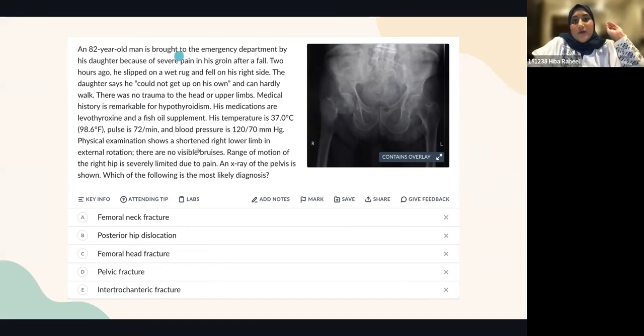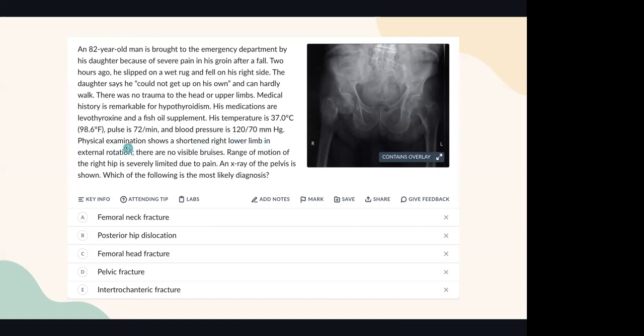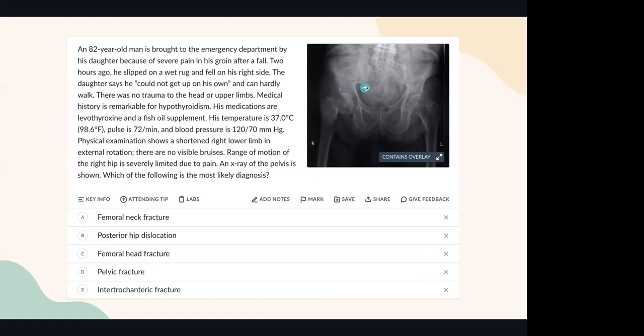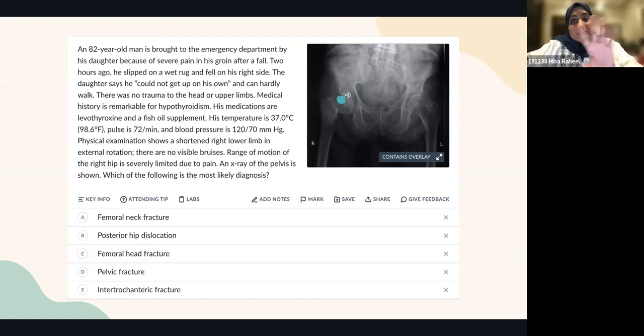First of all, let's pick out the clear indications from the question itself. Severe groin pain after the fall, very important. Forget everything else. No visible bruises, very important. Shortened right lower limb in external rotation. So it's probably a dislocation. Wait, no, hold on. A fracture can also happen. So let's go to the X-ray.